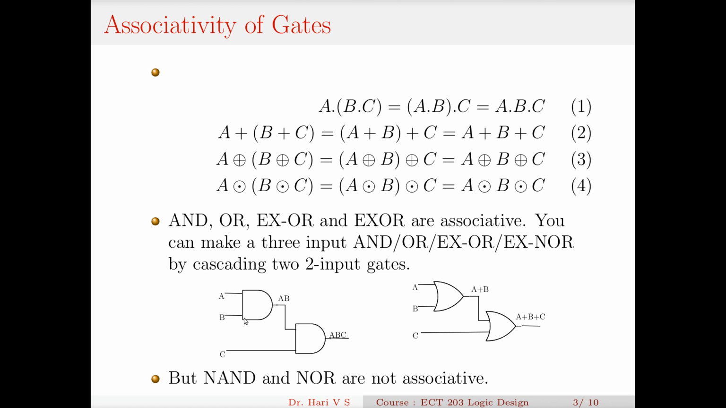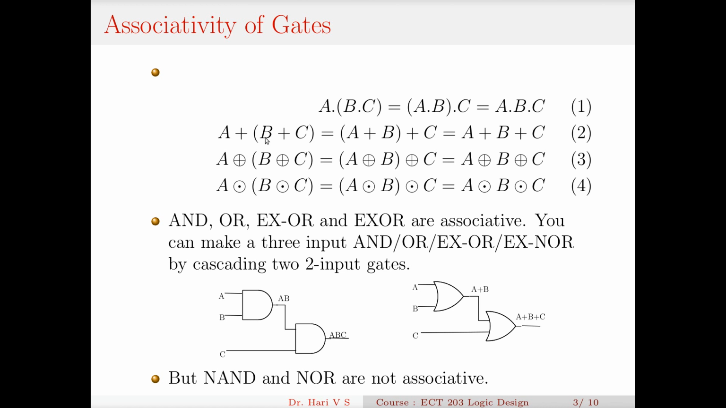That is, you can make a 3-input AND with inputs A, B, C with the help of two-input AND gates. You can cascade this: the first gate takes A and B, then its output is given to an AND gate with another input C. So that gives me A and B and C. So AND is associative.